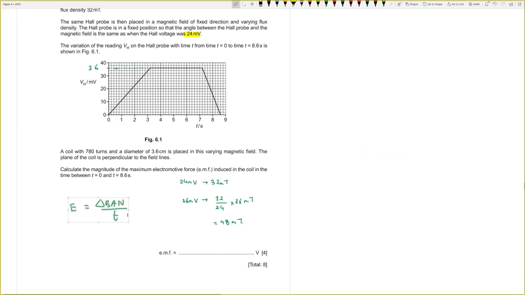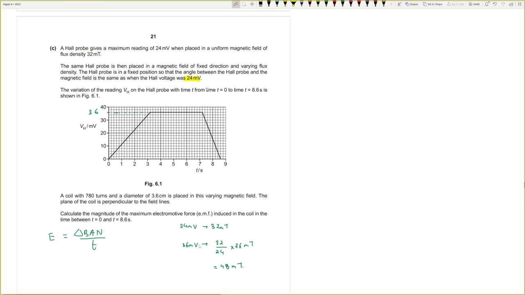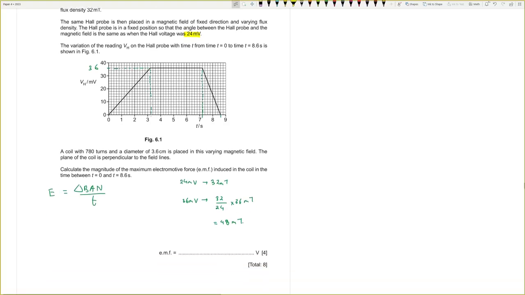And now let's do the math. Where do we get maximum EMF? Clearly it is the section on the right hand side because the gradient is maximum there. So I'm going to ignore the section on the left hand side and work with this. The time starts at 7.2 seconds and ends at 8.6. 8.6 minus 7.2, so the time is 1.4 seconds.